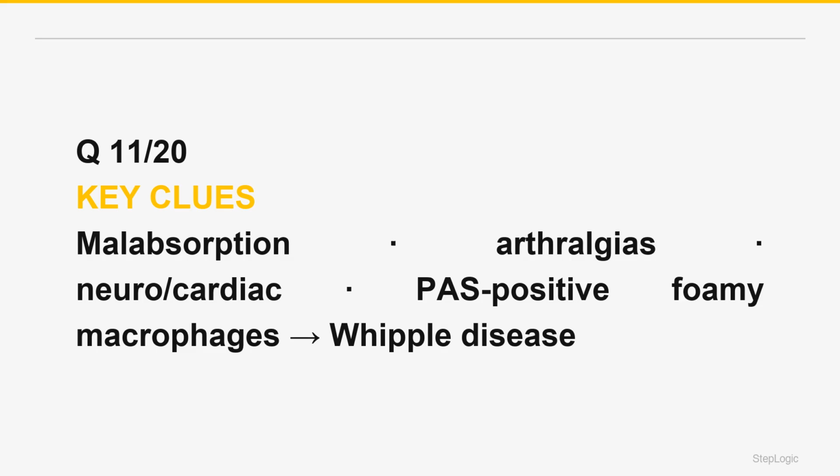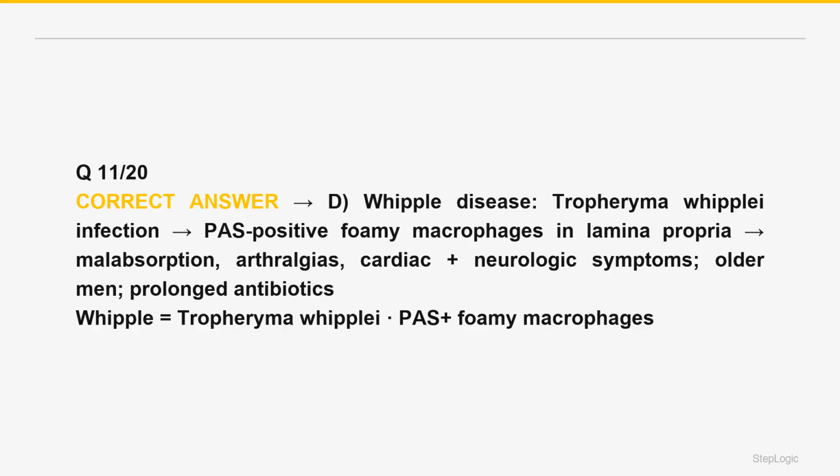A gram-positive actinomycete, the organism is taken up by macrophages in the small intestinal lamina propria where it accumulates. Producing the diagnostic histology, the lamina propria packed with foamy macrophages that are PAS-positive, periodic acid-Schiff and diastase resistant, containing the rod-shaped bacteria. This impairs lymphatic transport and absorption. The correct answer is D.